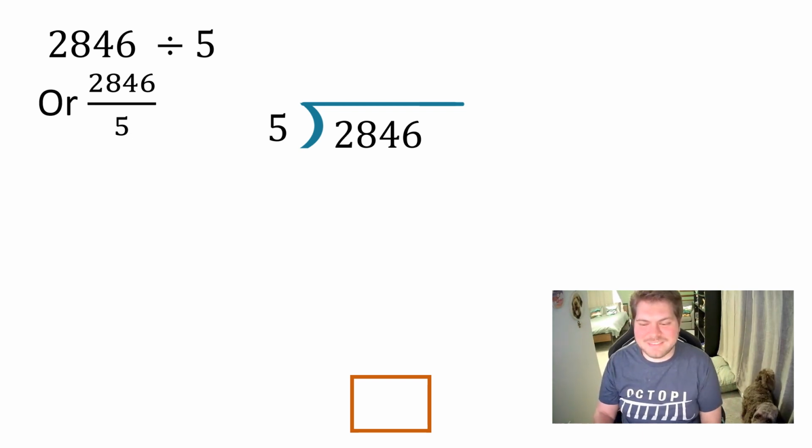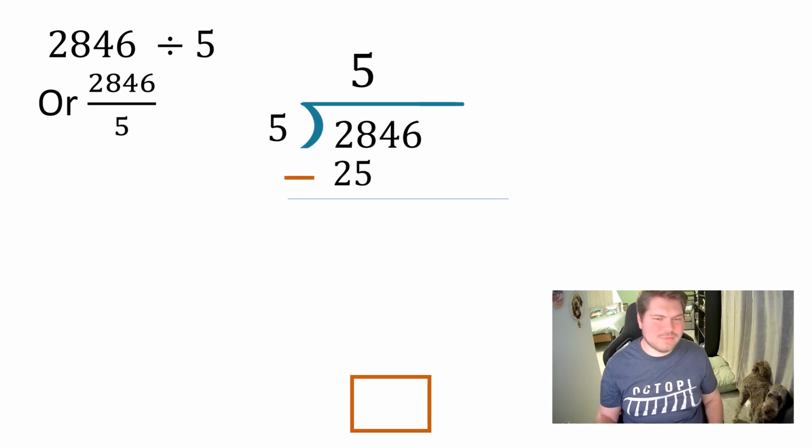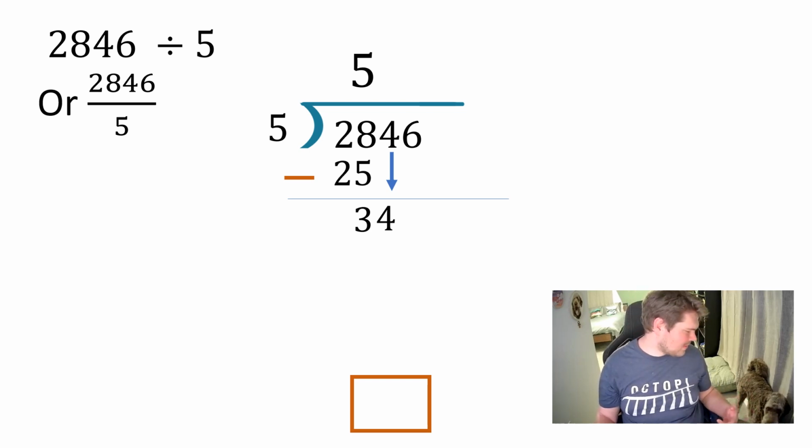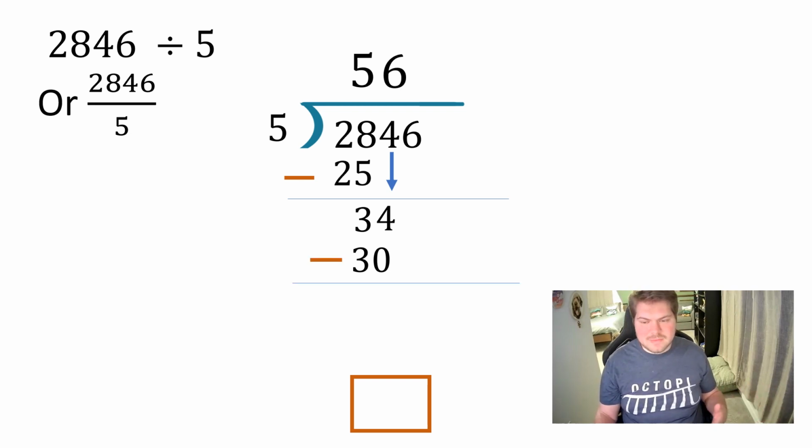All right. 5 goes into 28 5 times. That's 25. And then if we subtract 28 by 25, we get 3. 8 minus 5 is 3, obviously. And then we bring the 4 down. And then we try to think, how many times does 5 go into 34? Well, 5 times 7 is 35, but we can't get 35, so we go 1 before that. So 6. And 6 times 5 is 30. And then we subtract them, and we get 4.